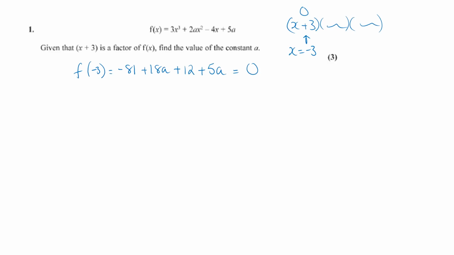So now we just need to collect all our a's. 18 plus 5 is going to be 23a. Minus 81 plus 12 is minus 69, on the other side is plus 69. So a is going to be 69 divided by 23, which is 3.